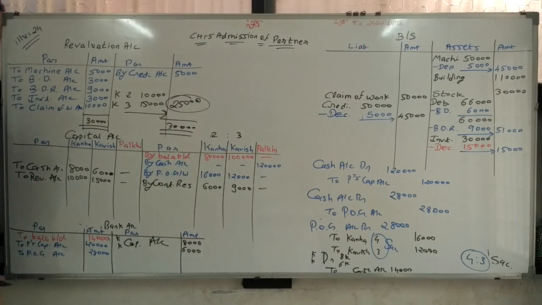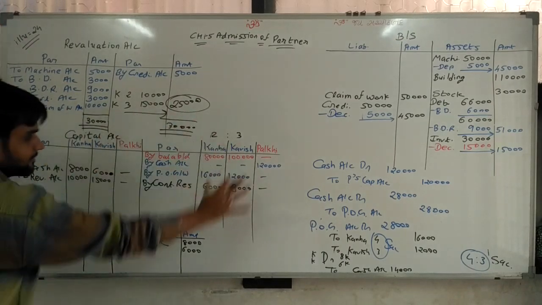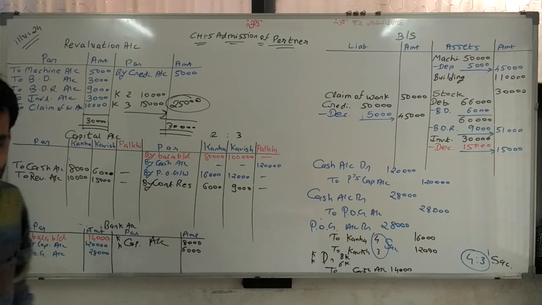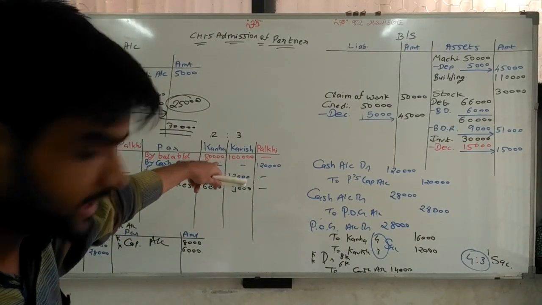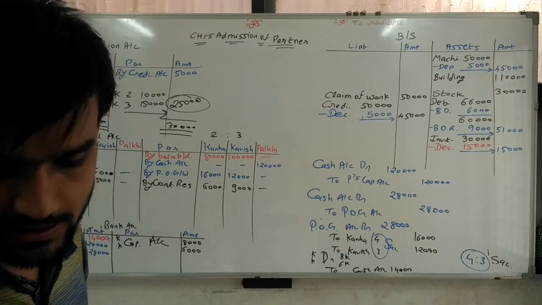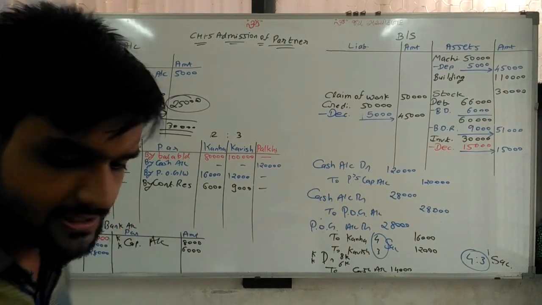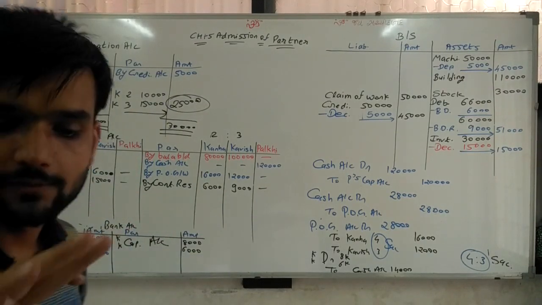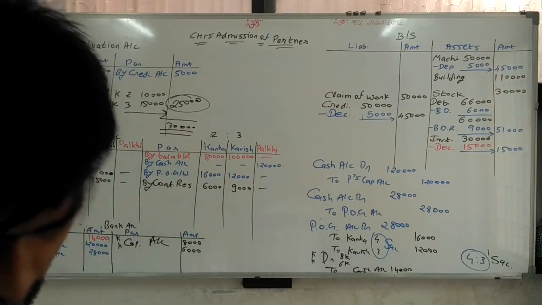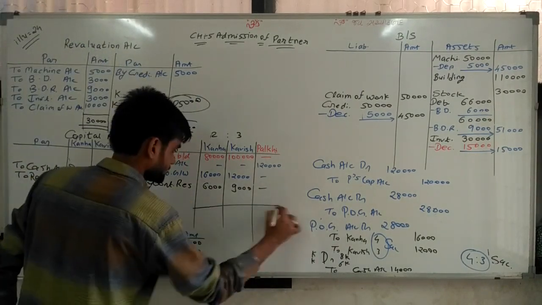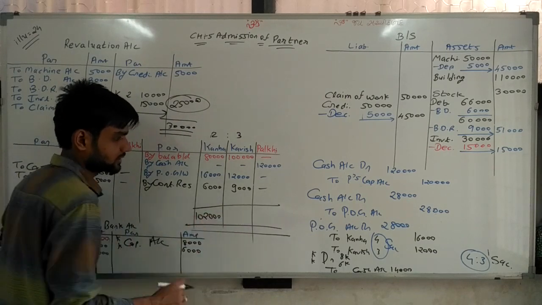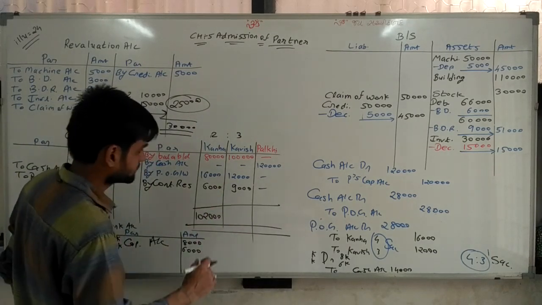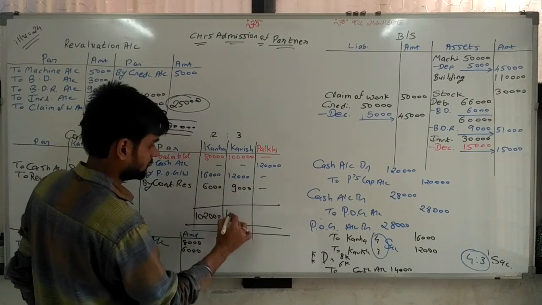Revaluation account done. Now closing the capital account. Again checking first. 1 lakh, okay sir. 120, okay. 69, okay. 16, 12, okay. Debit side 8, 6, 10, 15. That's it. Now making the total of this: 1,02,000 first. Total of this 1,21,000.